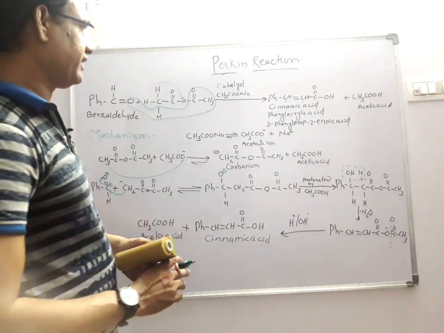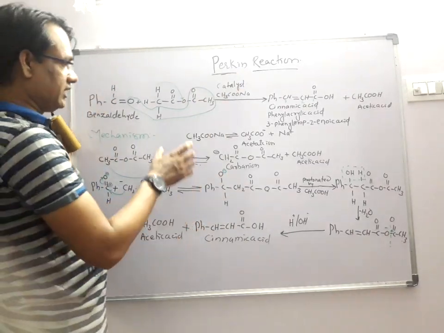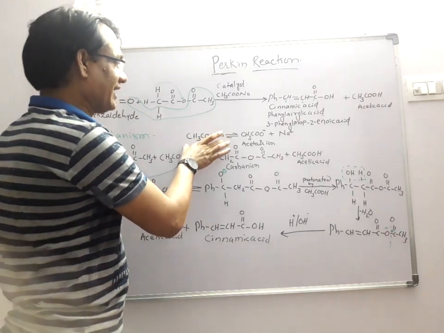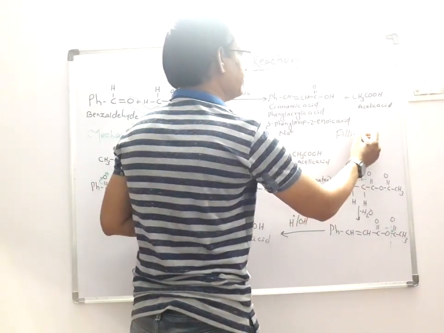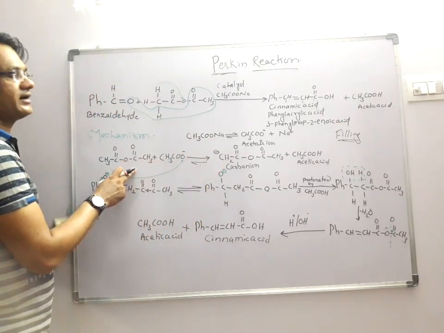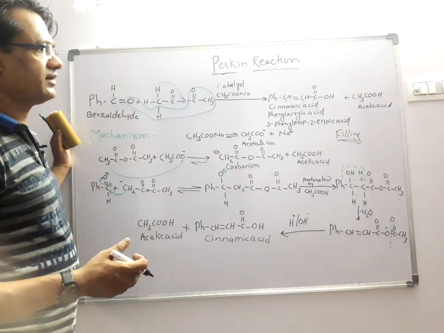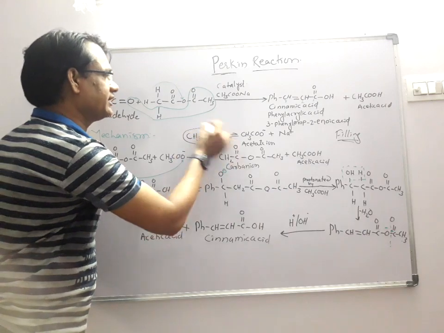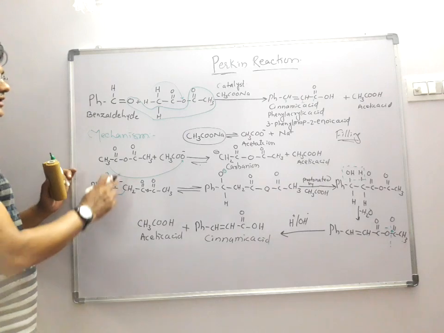The interesting fact is that during this mechanism, when Perkin proposed it, he suggested that this CH3COO works as a catalyst. But then the scientist Fittig came and suggested that it does not work as a catalyst, but rather the acetic anhydride works as a catalyst. But later on some scientists came and proved that no, the sodium acetate works as a catalyst and not the acetic anhydride.